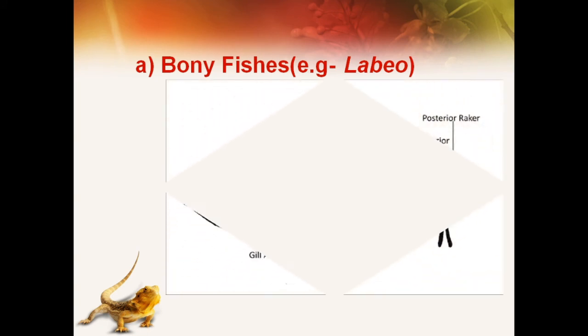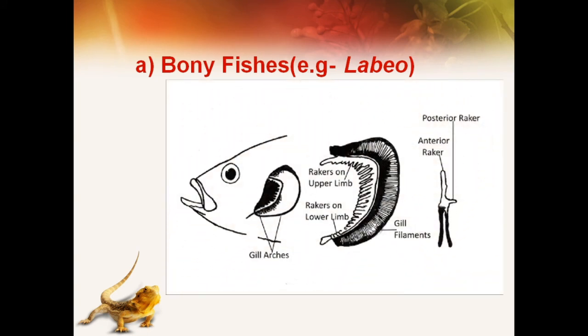For example, in Labeo, there are a total of 4 pairs of gills, each opening into the pharynx by an interbranchial aperture but not opening outside separately. Since all gills open outside by a common opening called the external branchial aperture. All gills on each side are externally covered by a fold of skin supported by a bony semicircular plate known as the operculum.